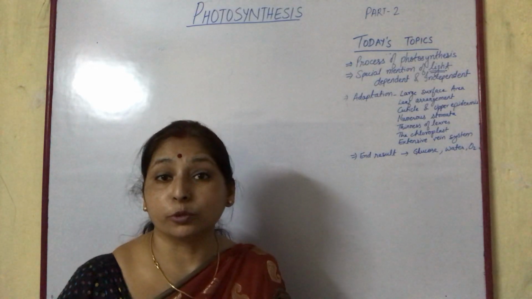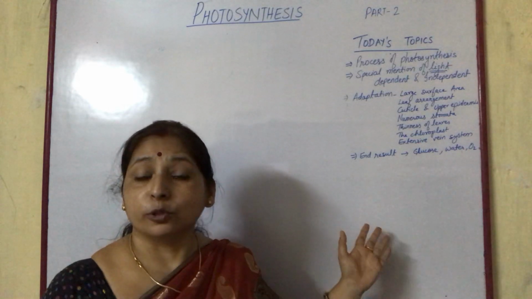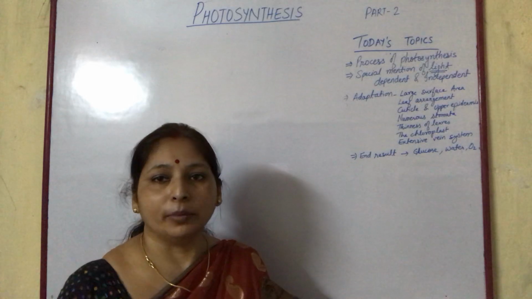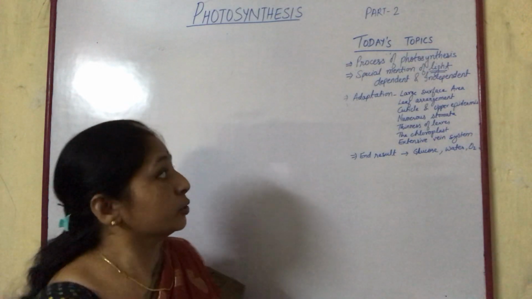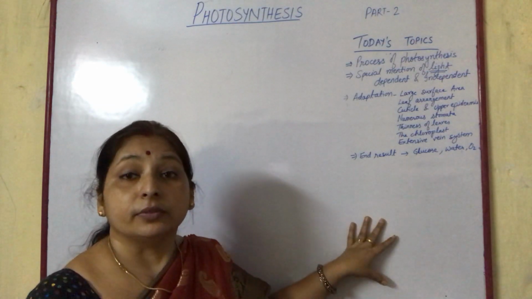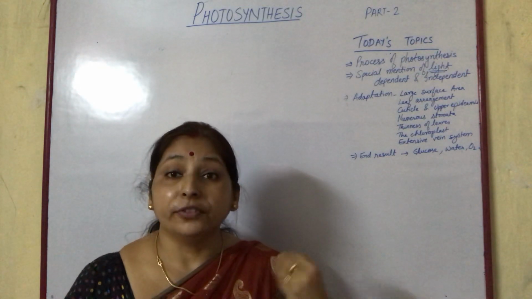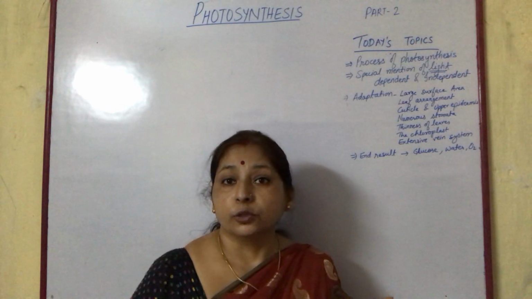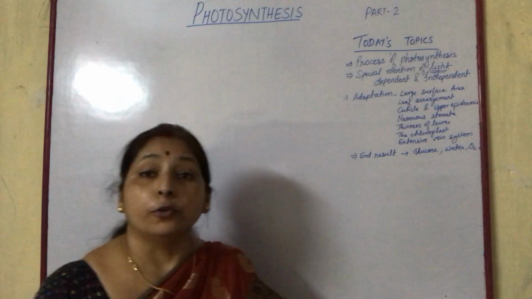You have seen your mothers cooking at home, so it is not a very easy process. Here also plants are preparing food, but the process is a little bit complicated for the plants, but not for us. We have to study. After the process of photosynthesis, we'll discuss the end products, and what is the fate of the end products formed during the process. So let's start with the first one, which is the process of photosynthesis.